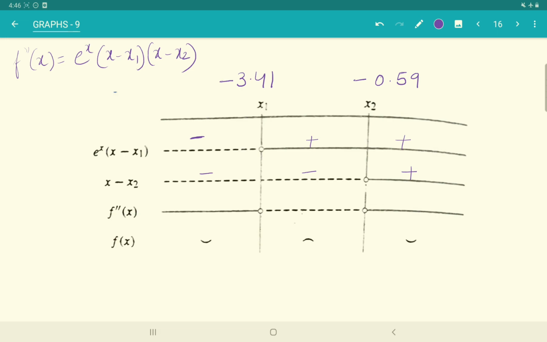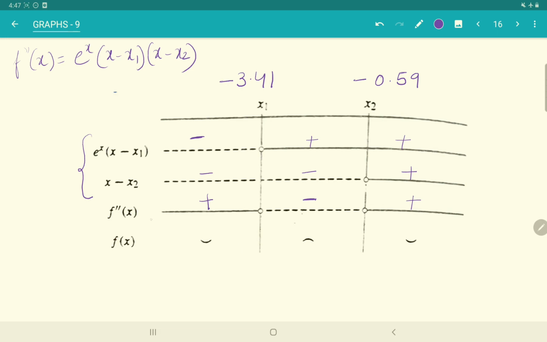This is less than 0 if x is less than x1, and that's what we have seen. Again, x minus x2 is less than 0 when x is less than x2. So that's what we see here. But if I now take up f double prime x, we have to just take up the product of these two. Here we see that it's a minus minus, the product is again plus. Here it's a plus minus, the product is minus, and here it's plus plus, so the product is plus.